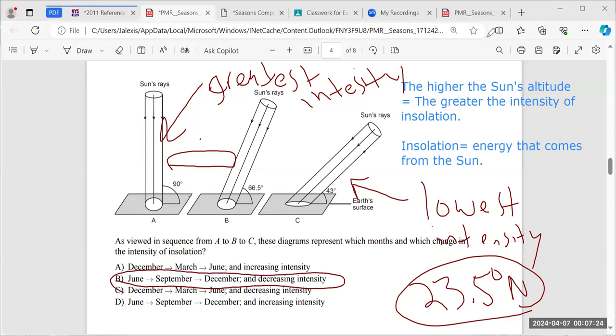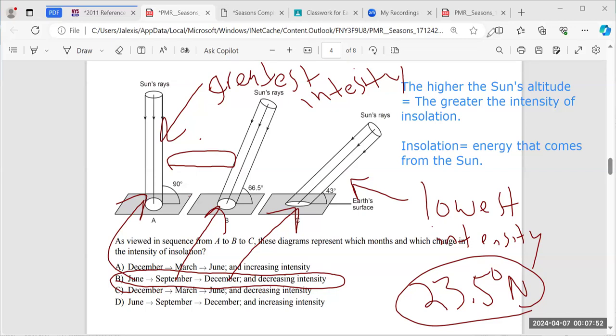All right. So we did it in order. You're getting the greatest intensity, right? This represents June. At B, it's somewhere in the middle, which is September. And at December, the sun's at the lowest altitude, which means you're going to get the least amount of intensity. Now, keep in mind, this all occurs at 23.5 degrees north.